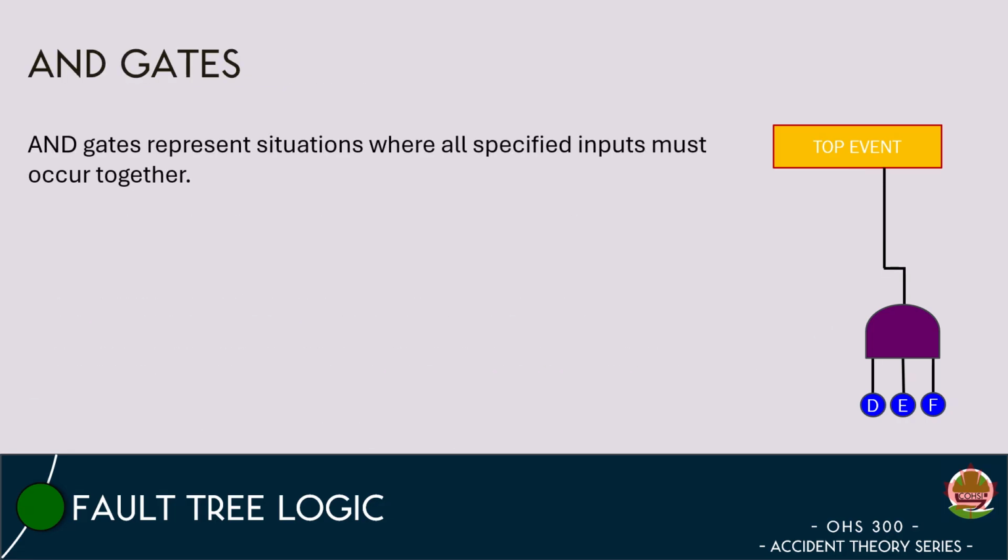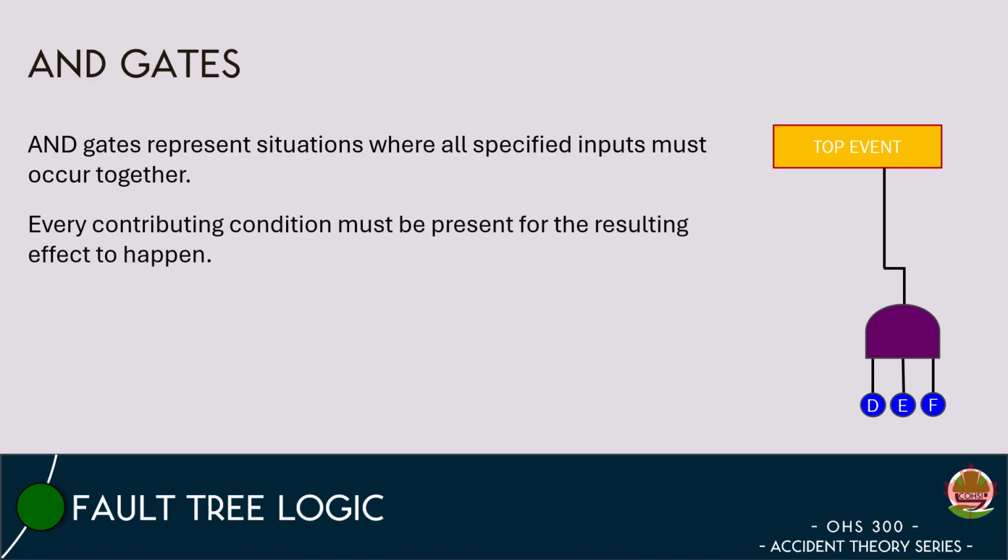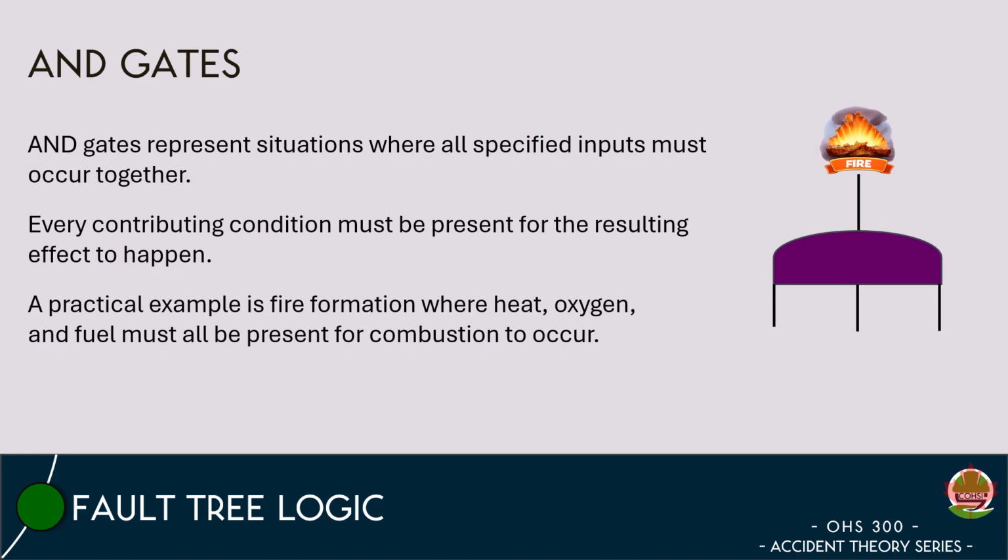And gates represent scenarios where all specified inputs must occur simultaneously or coexist for the resulting effect to take place. This means that multiple contributing factors are collectively necessary to produce the undesired outcome. For instance, a system failure might only occur if two or more components fail together, making the failure dependent on the simultaneous occurrence of all these conditions. Or in practical terms, in order for a fire to start, heat, oxygen, and fuel are all required in order for the reaction to take place.